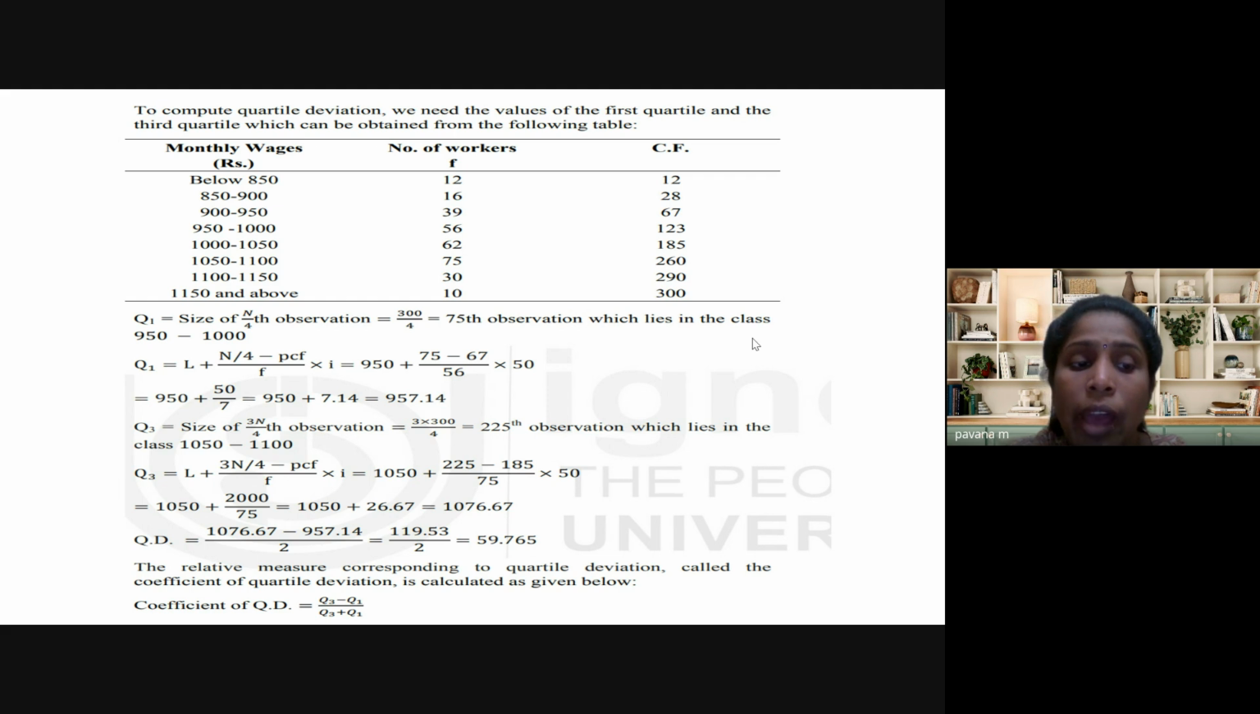Now you have to calculate Q1. So Q1 is L plus N by 4 minus PCF by F into I. Here the class interval is 950 to 1000.